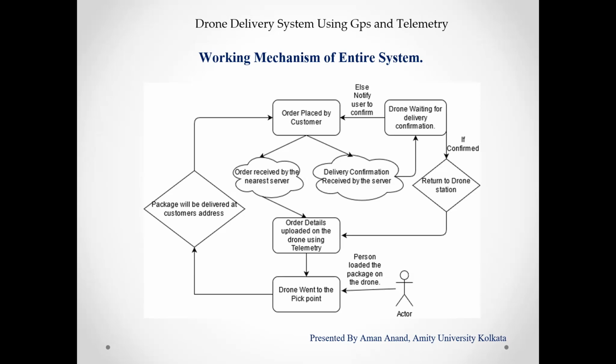The drone will go to the pickup point, and the person will add the package to the drone, and then the drone will go to the delivery station and delivery position. After reaching the delivery position, it will wait for the customer's action. If he has picked up the item, then he is going to confirm. If he or she has confirmed the order, it means the order has been received, and the drone will come back to the landing position, which is done by RTL mode.